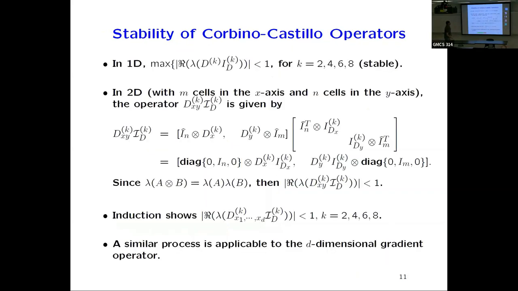I want to talk about the stability of the mimetic operators, the numerical stability. In 1D, we have seen that the real part of the eigenvalues of this product for order k is less than 1. And in 2D, with m cells in the x-axis and n cells in the y-axis, the operator is written this way and is given by this form. It has one piece and this other piece. The operator D is this piece and I is this Kronecker product. When I multiply these two, I get this. Since the eigenvalues of a Kronecker product are the product of the eigenvalues, I can see that this is an identity with zeros, so the eigenvalues are zeros or one in this particular case, and the same happens here. And this already has the property in 1D of being less than one, so all the eigenvalues are less than one.